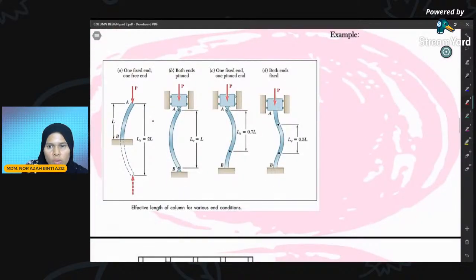Okay, I will show you how to determine whether a column is short or slender. For example, we have one column. We don't know whether this column is short or slender. The actual length of this column is 6 meters.